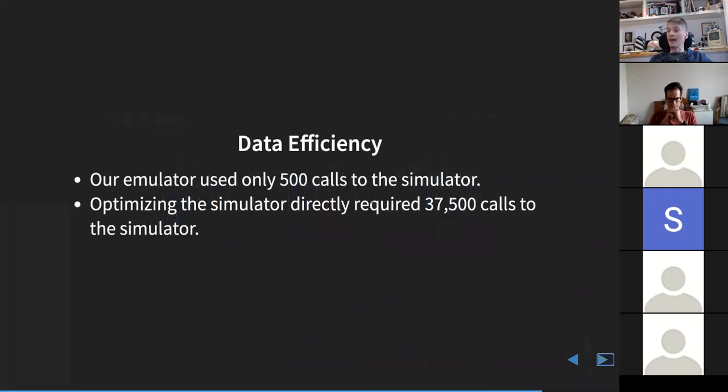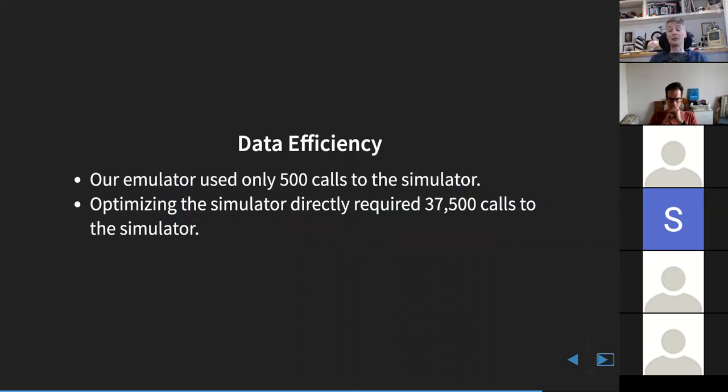Okay, so our emulator was built using only 500 calls to the simulator. But to do the Bayesian optimization before, we did 25 initial design points, each of which required 500 calls to the car dynamics, because one call to the simulator leads to 500 calls to the car dynamics. And then we did 50 Bayesian optimization points. We perhaps could have done fewer, I didn't check. So overall, we did 37,500 calls to the car dynamics.